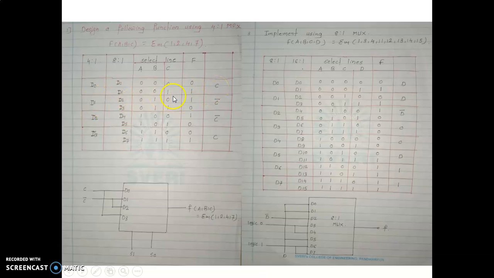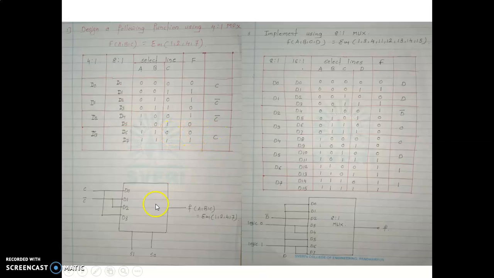In the D1 group, if C is 0, the function is 1. If C is 1, the function is 0. Then we have to put C bar, as C and the function are the complement of each other. Then next is also complement, C bar. Then the last, D3, is also the same.